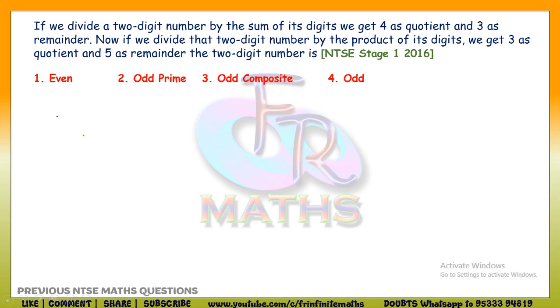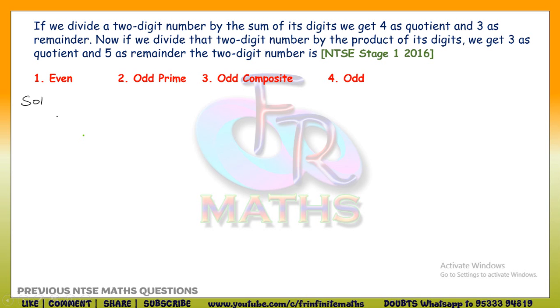In this video I am going to discuss one problem from NTSE Stage 1 2016, and this problem is related to algebra. If we divide a two digit number by the sum of its digits, we get 4 as quotient and 3 as remainder.